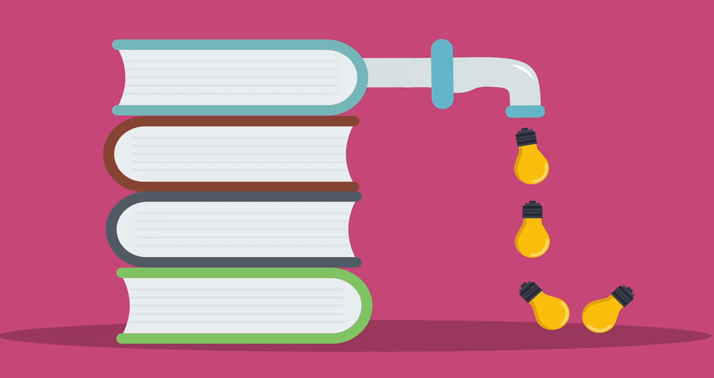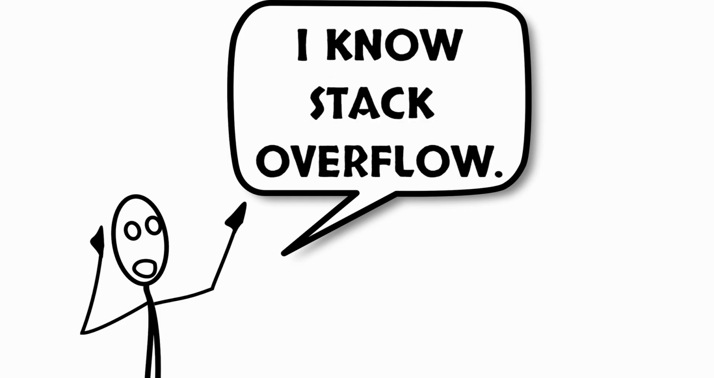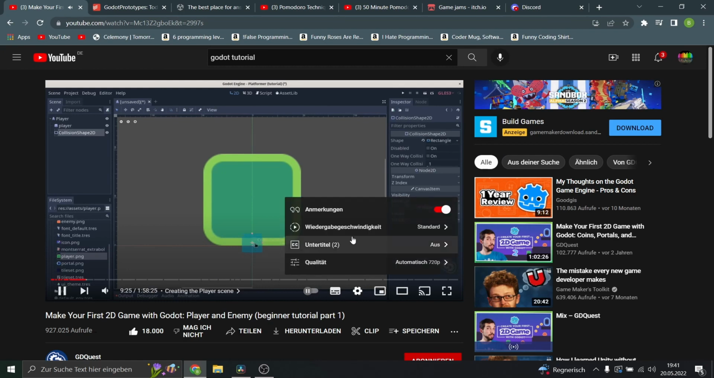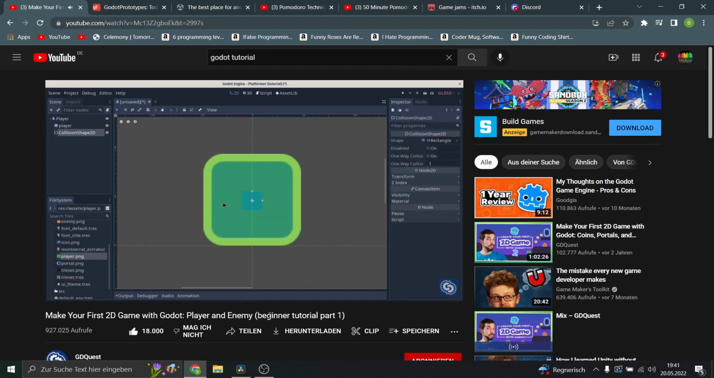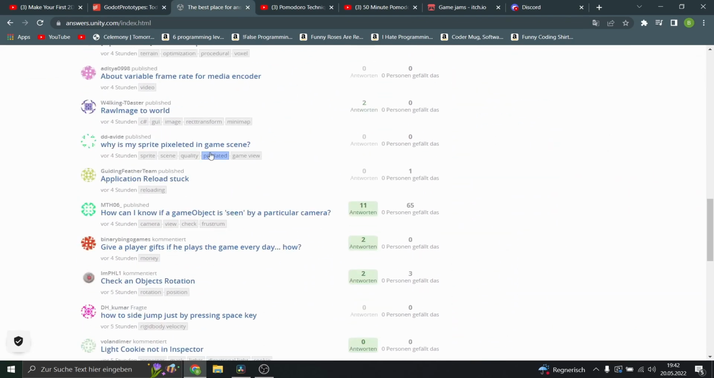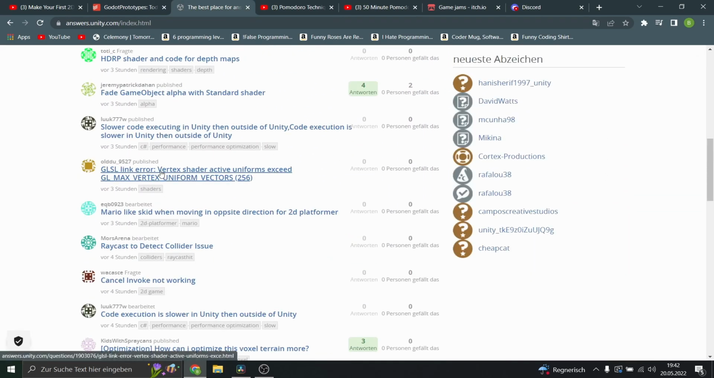Number 3. Have good sources for information. Now you might say, yes, I know Stack Overflow, but that's only the tip of the iceberg. Apart from watching YouTube tutorials, which you can by the way do at double speed if the YouTuber is not talking as fast as me, you should also know at least 2 or 3 forums that are specific to the engine or framework you're using.